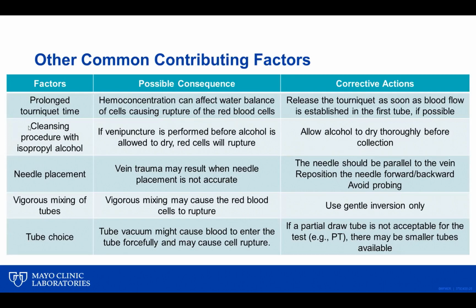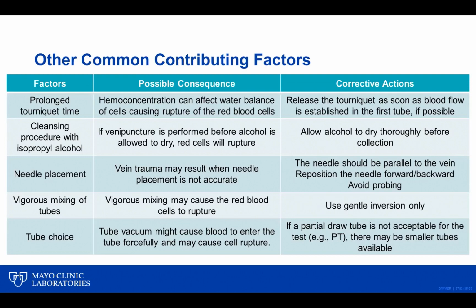Next is cleansing procedure with isopropyl alcohol. If venipuncture is performed before alcohol is allowed to dry, this can cause red cells to rupture. And so obviously the solution is to allow alcohol to dry thoroughly before collection. The next is needle placement. So vein trauma can result when needle placement is not accurate. And so it's really important that we keep that needle parallel to the vein and then reposition the needle forward and backward, avoiding probing.